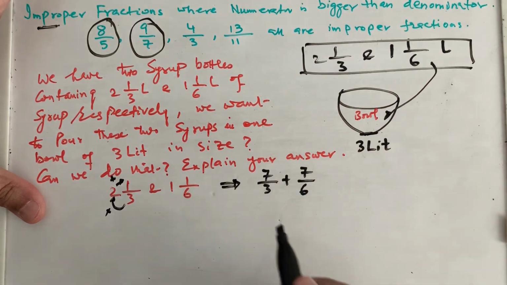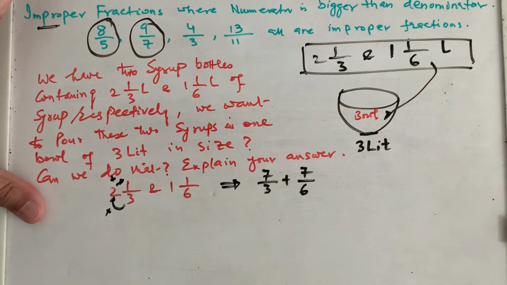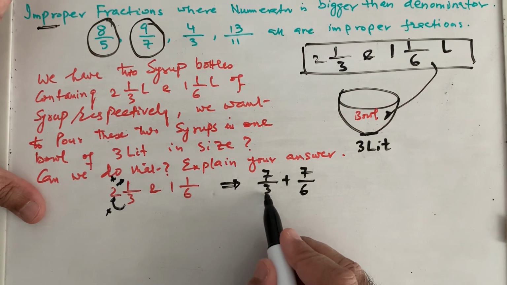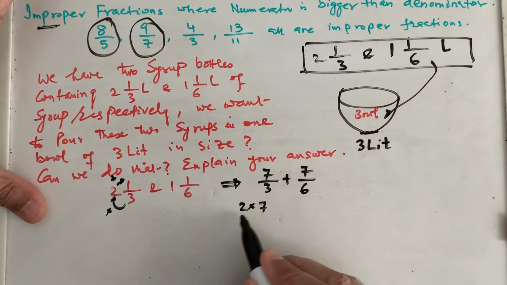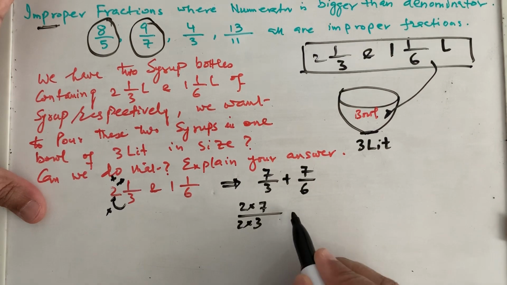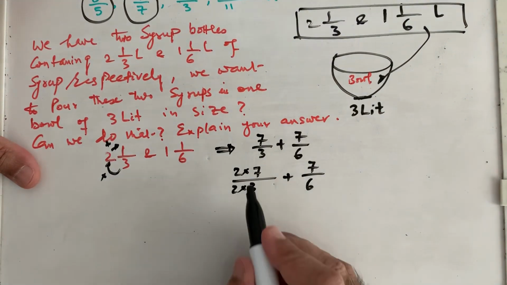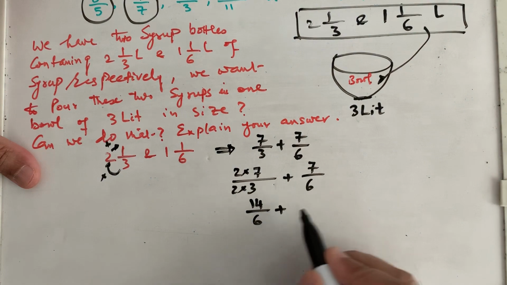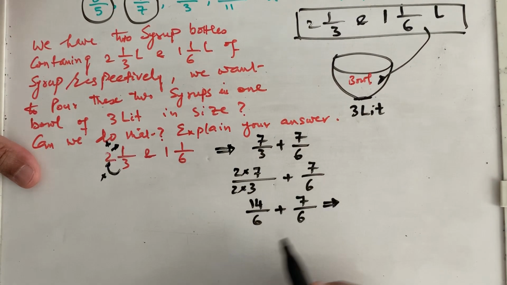If denominators are different, we cannot add the fractions. So what we have to do is make these two denominators common. We can make this 3 into 6 by multiplying 7 by 2 and 3 by 2. So this will become 14 over 6, and 3 times 2 is 6. Now we have both fractions with a common denominator.